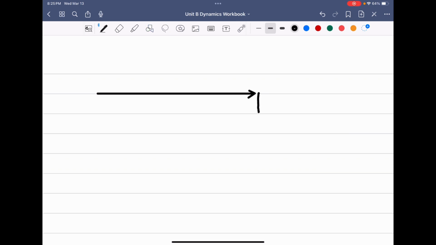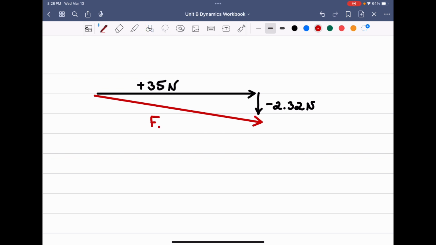Then I'm going to draw my south vector, which was a lot smaller. So this one was negative 2.32 newtons. This one was positive 35 because it was in the east direction, or the horizontal direction. And therefore, we can put together our F net, or our net force arrow, which would look like the following. And so I'm going to put this as F net with the vector symbol on it. And I'm going to put our angle here.